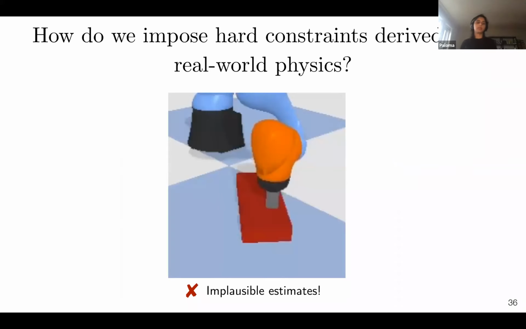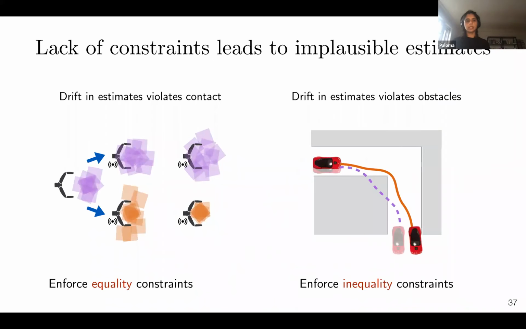So in challenge 2, if you recall, we wanted a way to enforce hard constraints in factor graphs. For example, we don't want the robot arm here to teleport through this object. So how do we do this? So we consider both equality and inequality constraints. For example, a gripper pushing an object on the left induces equality constraints, while a robot navigating within a corridor should satisfy inequality constraints induced by the corridor boundaries as seen on the right. So how do we formalize this intuition?